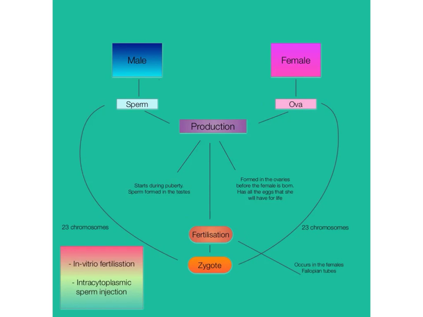Body cells split in different ways each time a sperm or egg is created, resulting in the vast variation typically seen among siblings. In most cases, fertilization occurs in the female's fallopian tubes. During sexual intercourse, sperm is deposited in the vagina and swim towards the fallopian tubes.